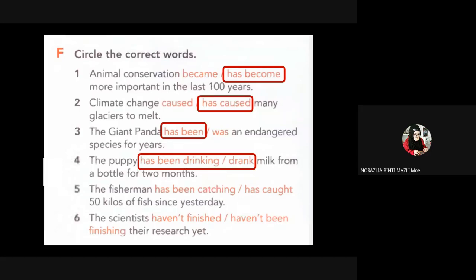Okay? It should be has been drinking milk from a bottle for 2 months. Lagipun dia mentionkan duration. So it should be has been drinking. Okay? Understand? Yes. Number 5 now.